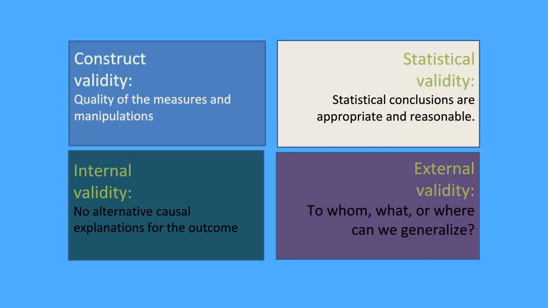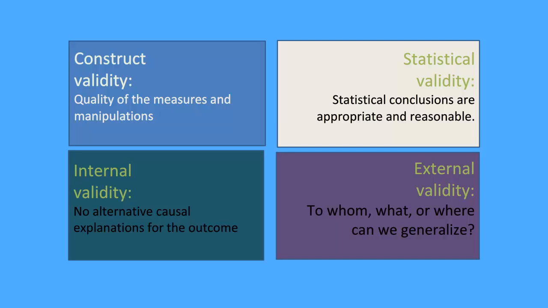Again, we'll touch on that a little bit in this course, but in Intro to Statistics, you'll get much more on that topic. Internal validity. So there are no alternative causal explanations for the outcome. So you're looking at two variables. Is there a third that could have caused this? Is there a third that could have influenced this relationship? Have you appropriately considered those other variables?